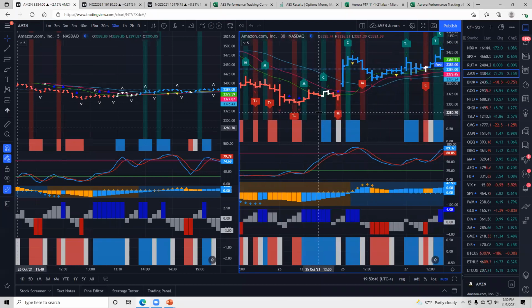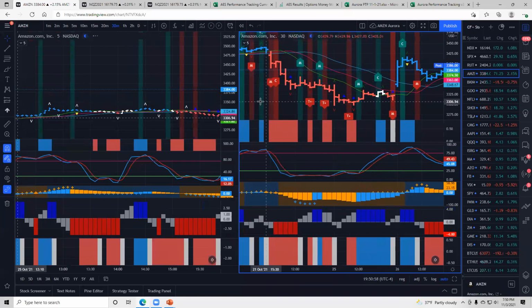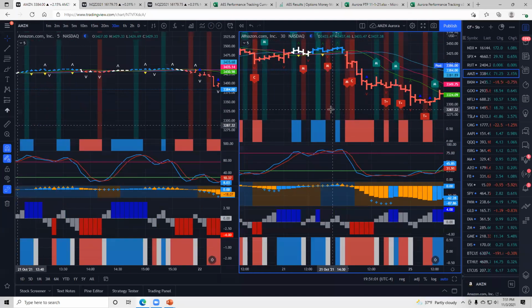But if I just scroll back here, you're going to see some alignment with AES signals, and you're also going to see some periods of time where the Aurora system signal comes in ahead of AES, or maybe it comes in after the AES signal. But I actually had an example I was going to show you, and I forgot exactly where it was, but the AES signal came on and it would have stopped you out for 20 points on an NQ trade. And then the Aurora system signal came on, and that's when it really took off.